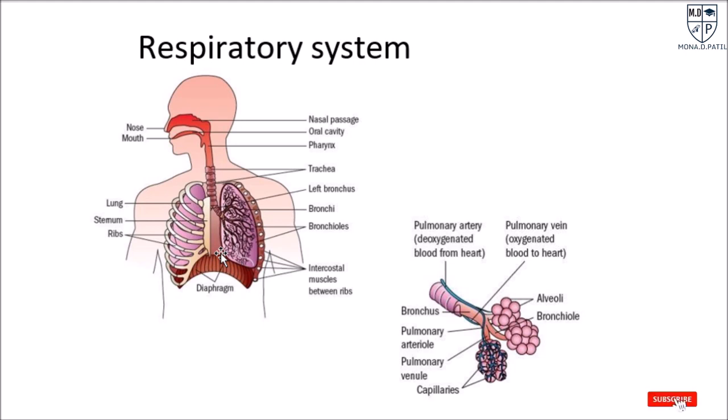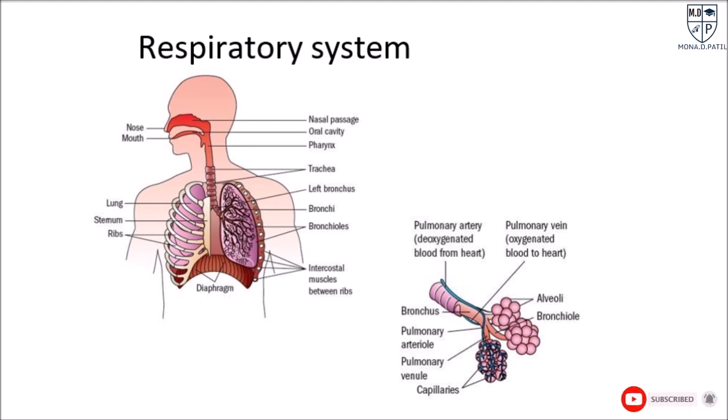Due to this, air moves out through the nose. Continuous upward and downward movement of the diaphragm is necessary to bring about breathing. Okay, this is the actual process of breathing.